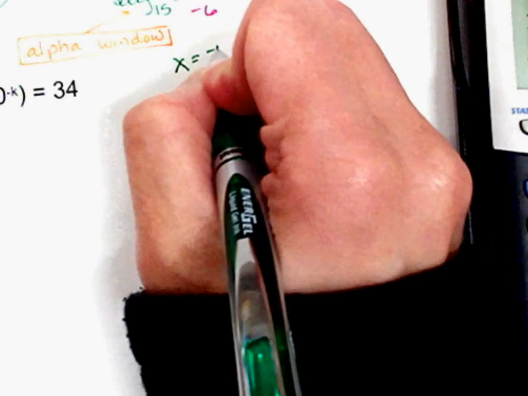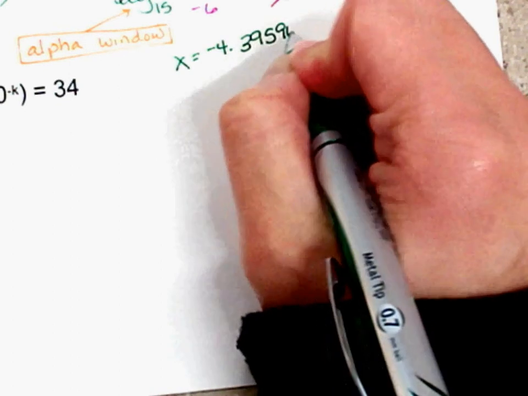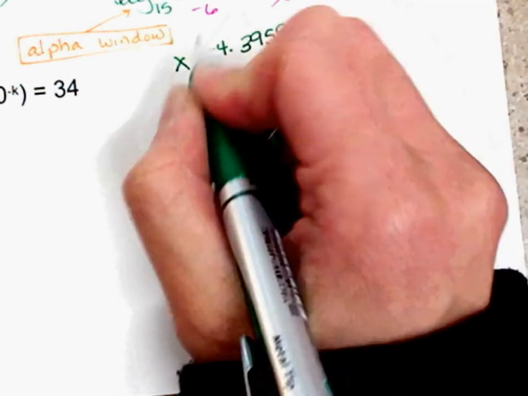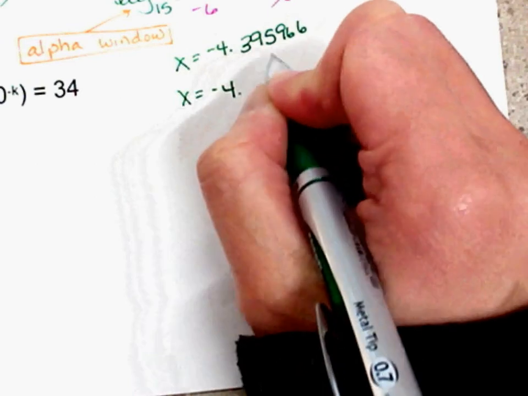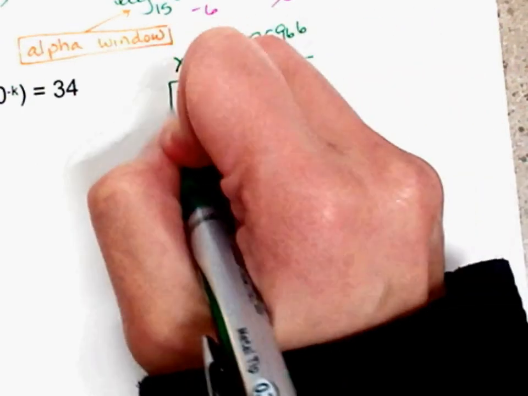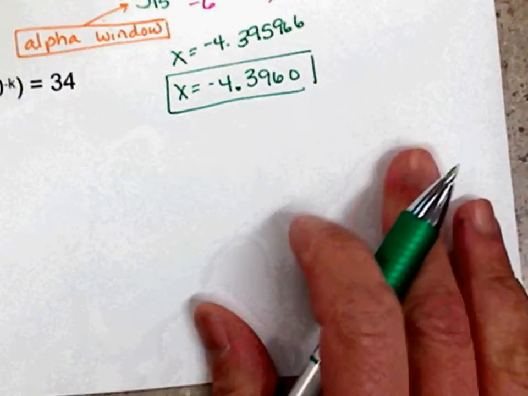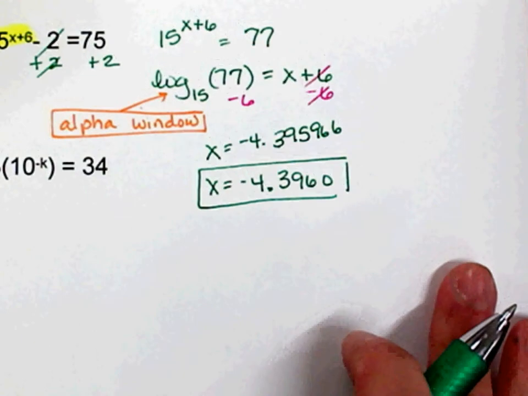okay, 39596. Well, let's round that correctly. Negative 4.3960. Okay? But if you put 1, 2, 3, 4, I'll give you credit. All right. Notice you have to isolate the base to the power. Okay?